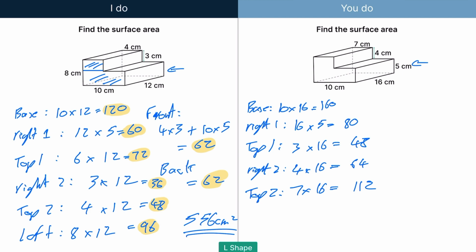And then I've got the back, or I should call it the left really. That's going to be 9 times 16, and it's 9 because I'm going to add the 4 and the 5, and that tells me the full length here. So 9 times 16 becomes 144, and then finally I'm just left with this L shape and this back one. So they're both the same.